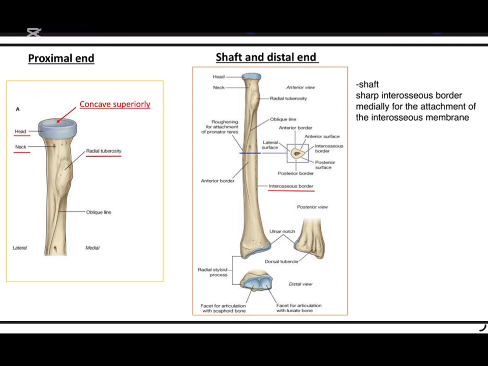We said when we have a head, there should be a constricted area. We call it the neck. So this is the neck of the radius. And here I find a tuberosity. We call it radial tuberosity. Okay? So at the proximal end, I should know about the head, the neck, and the radial tuberosity.